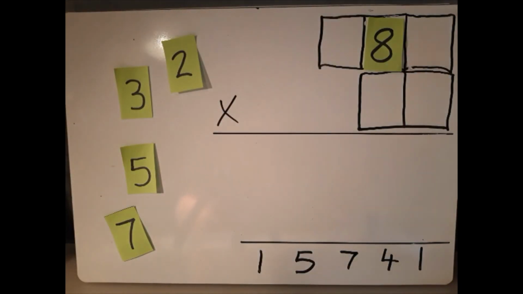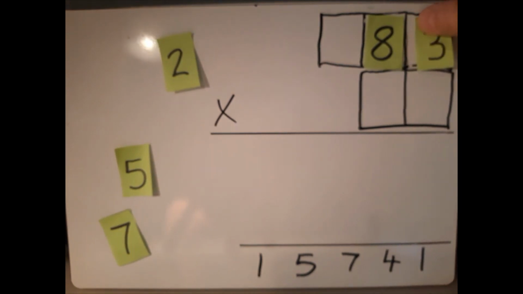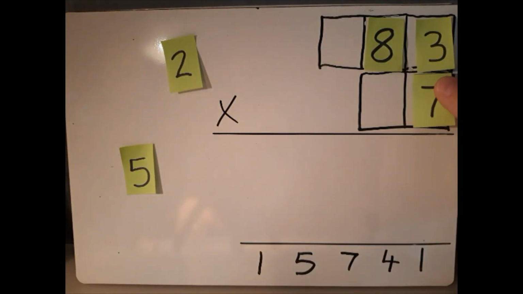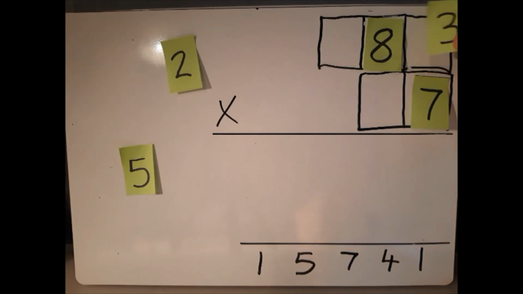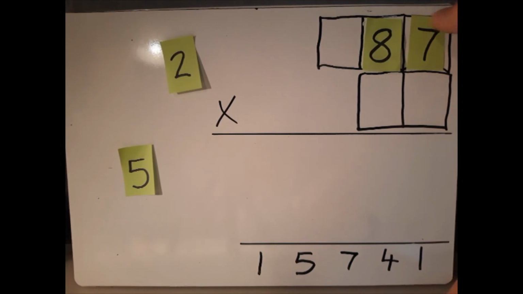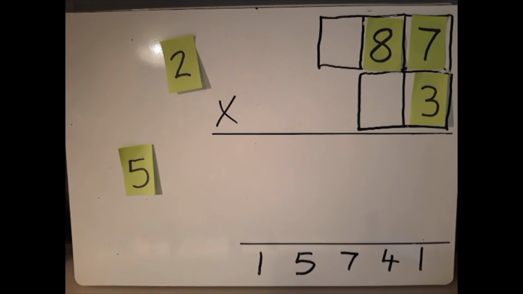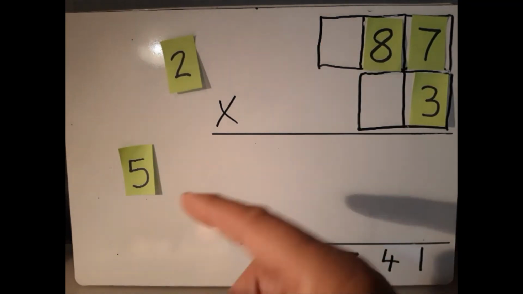In this ones column over here, one of those numbers has to be a 3, so it could go there. The other number in the ones column must be a 7. Now they could go the other way around. It could be something 7 times something 3. It could be either way, so be aware of that, but we at least know that they are there, which means in this column here it has to be the 2 and the 5.